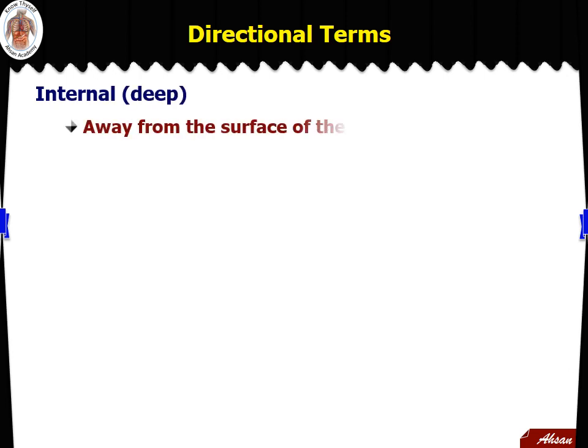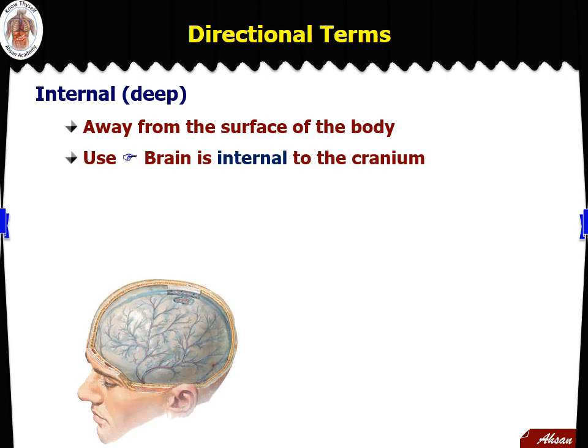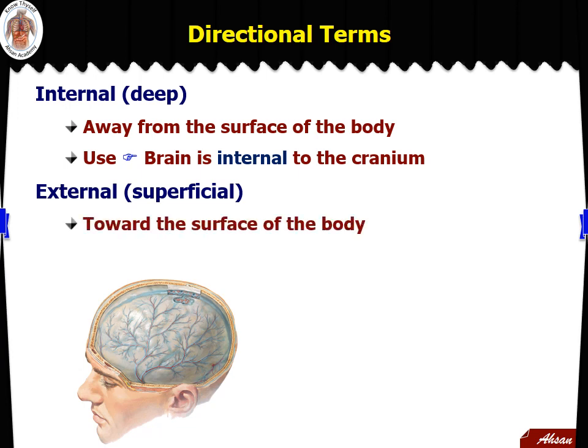Internal or reverse, another synonym is deep, away from the surface of the body. The skin is on the surface, so we will go deeper, then it is internal. The bone of the head is the cranium, so inside the cranium the brain is situated, so it is internal to the cranium. External means on the surface. Another terminology is superficial. So deep and superficial are the contrast terminologies towards the surface of the body.